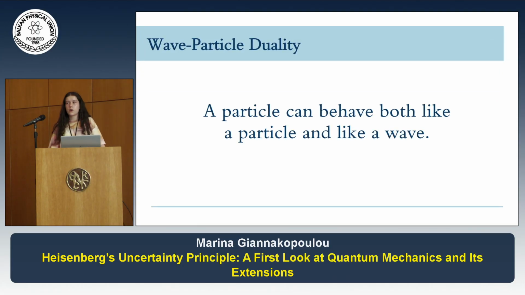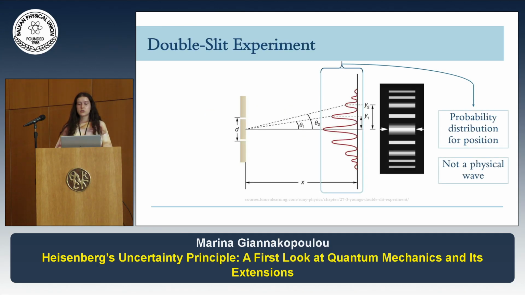According to it, a particle can behave both like a particle and like a wave, which to us might seem strange, but it is true. As in the double-slit experiment, the wave-like behavior of a particle can only be observed after many measurements, and the wave-like pattern that is created shows the probability distribution for the position of the electron. In other words, it shows the likelihood of the electron having each value of position.